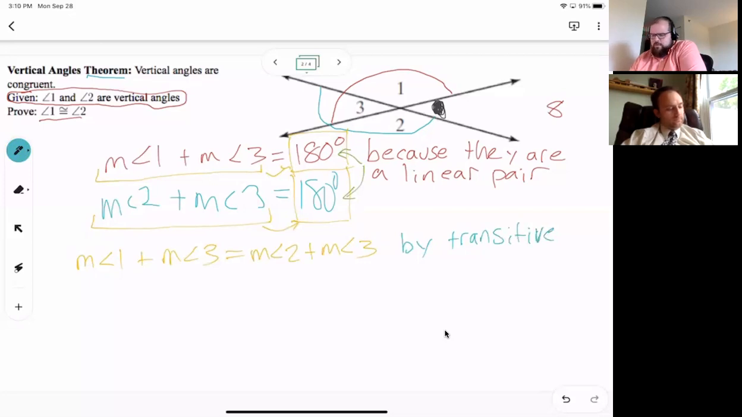Now, Mr. Butterworth, is there a reason that we couldn't call this substitution because we're substituting for 180 degrees? No, I mentioned transitive because I knew you loved it. Yeah, it's true. I do love it.